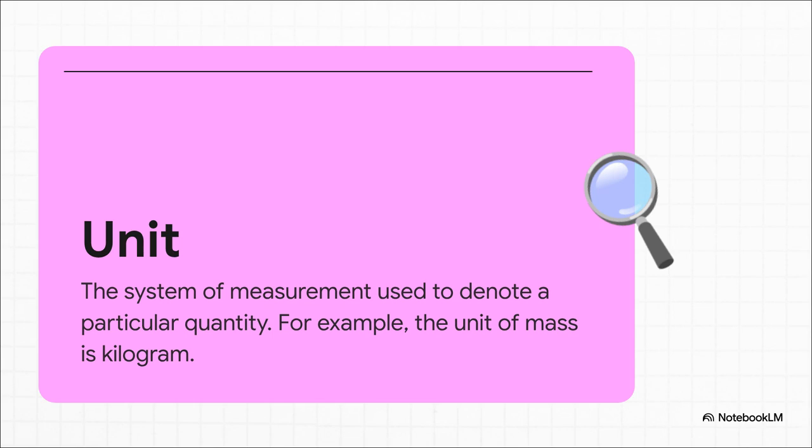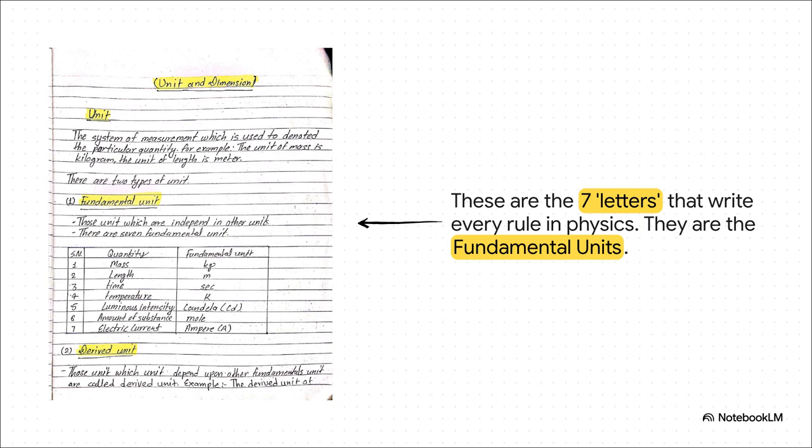First up is the idea of a unit. A unit is just a label. It's the word we stick on the end of a number so that it actually means something. I mean, saying a box weighs 10 tells you nothing, but saying it weighs 10 kilograms, now we're talking. Now it has meaning. And here they are. These are the 7 and only 7 letters in the entire alphabet of physics. These are the fundamental units.